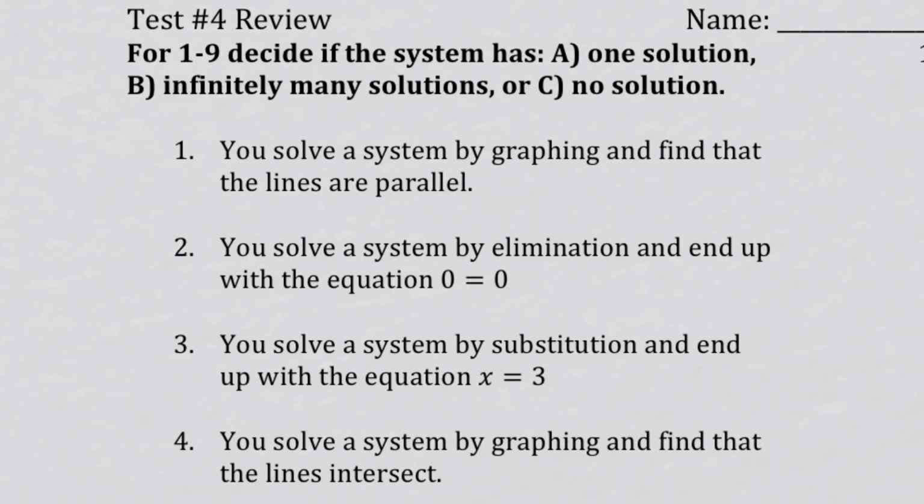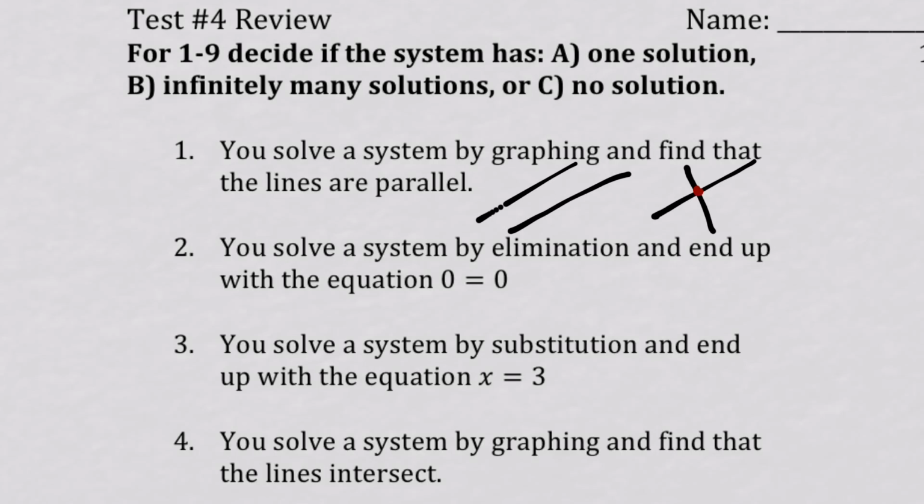Number 1 says, you solve a system by graphing and find that the lines are parallel. So what would that look like? That would look like two lines, right, that never intersect. Two parallel lines, they never intersect. So what does that mean? Remember, a solution to a system is the point where the two lines intersect. This point right here in this system that I just drew, that's the solution, the point of intersection.